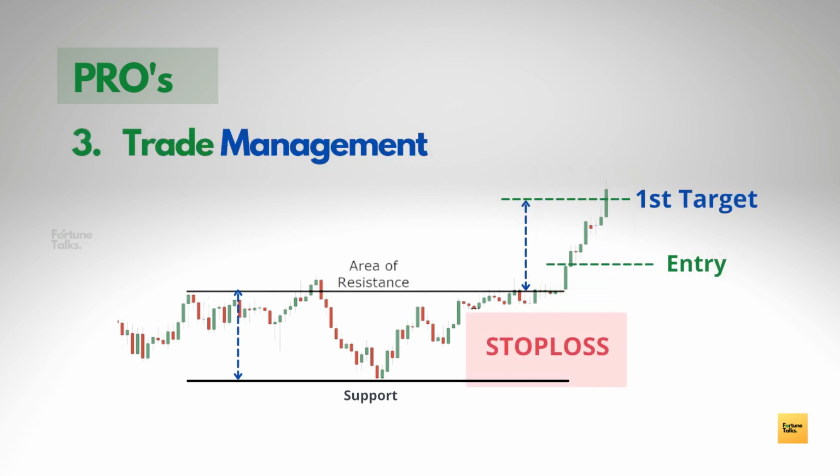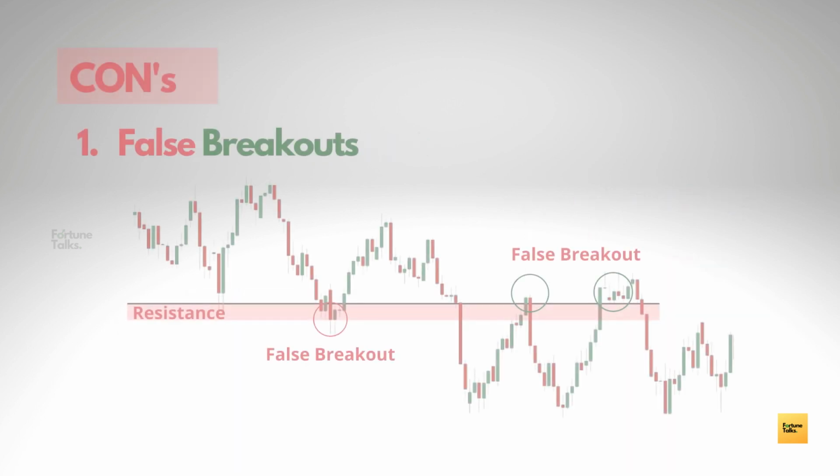And the third advantage is trade management, which means that the market entry and exit are predefined with the stop losses and profit targets being identified before the trade. So that our only job is to place the stop losses and targets and wait for either one of them to get hit. Now talking about the disadvantages, number one is false breakouts.